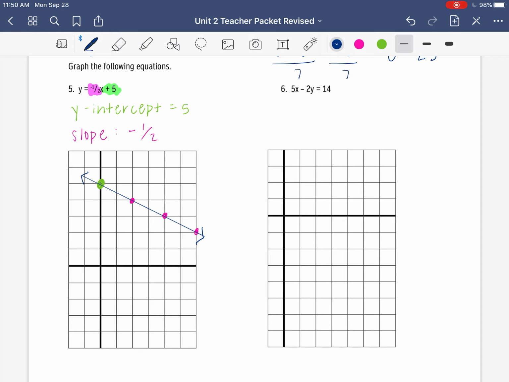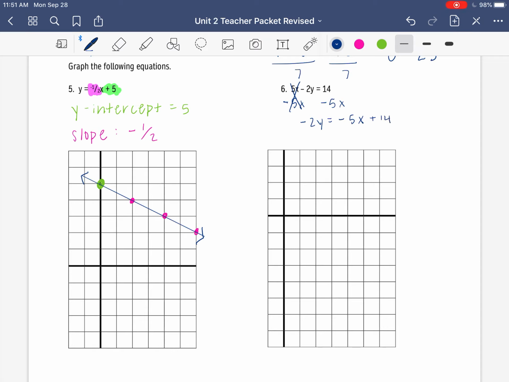And in number 6, our equation says 5x minus 2y equals 14. So this one is not in slope-intercept form, and I know that because the y is not by itself. So I've got to put it in that form. So the first thing I'm going to do is I'm going to move the x. So I do the opposite to that. It's a positive 5x. I'm going to subtract 5x on both sides, which is going to give me negative 2y equals, and remember we write the x first, negative 5x plus 14.